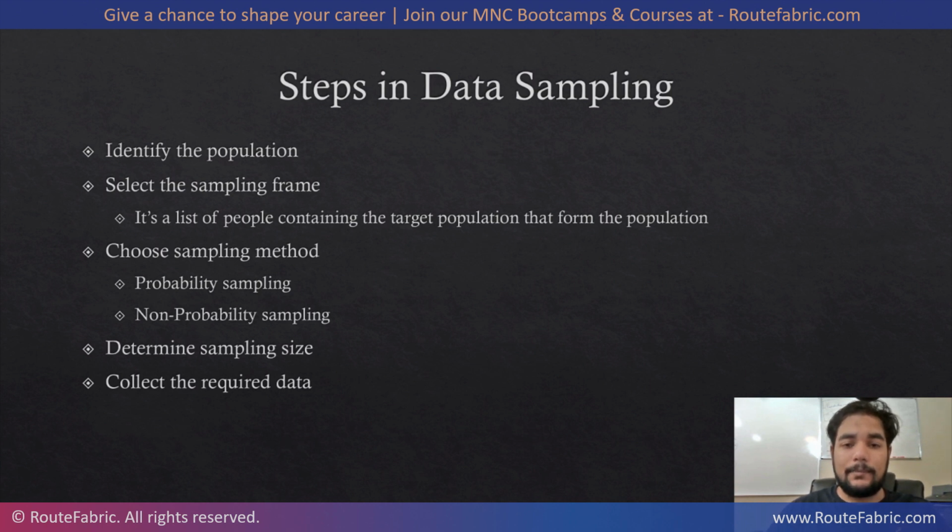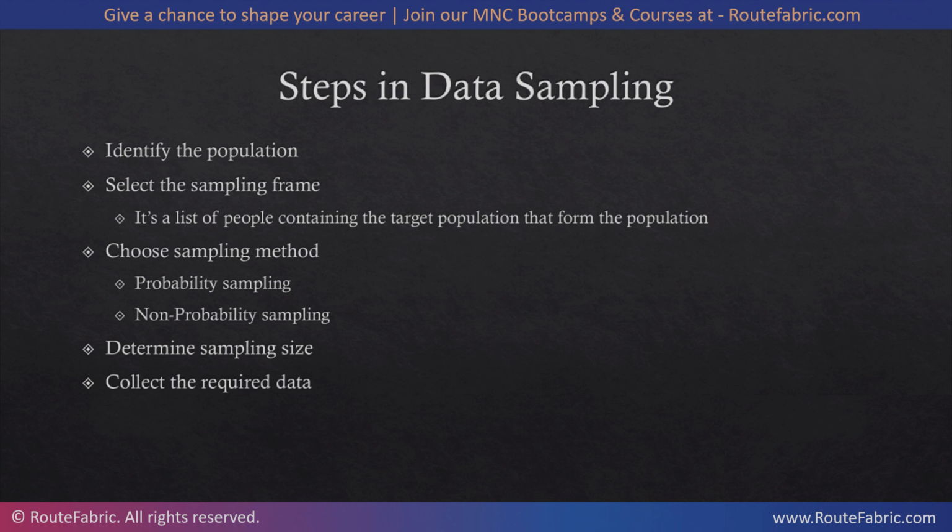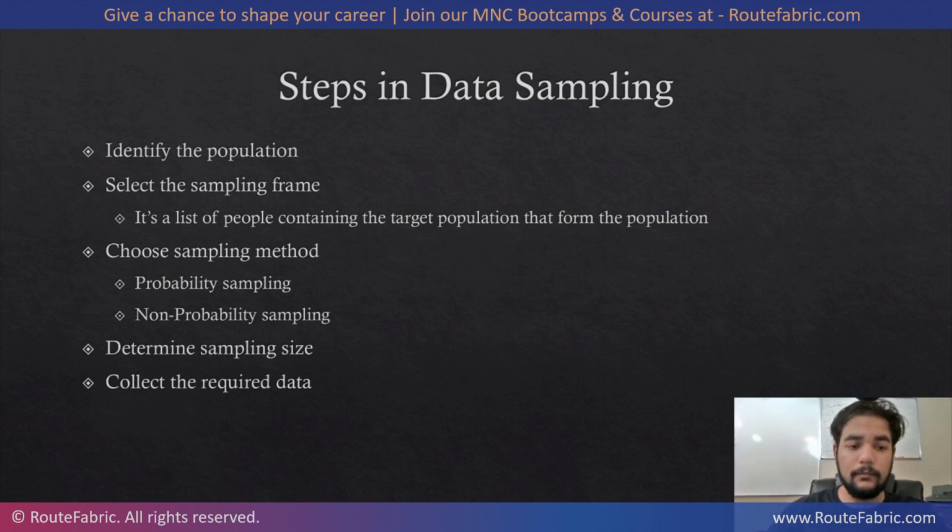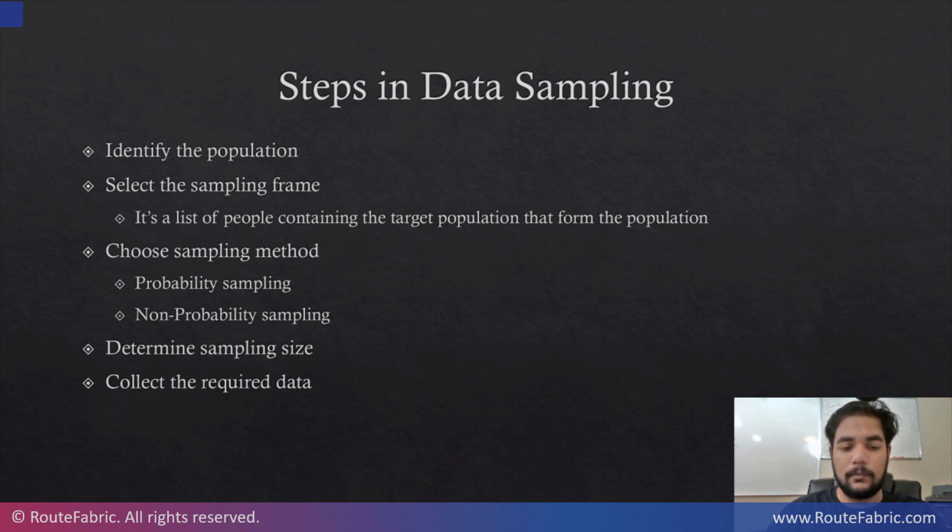These are the following steps in data sampling. First, let us identify the population or the target problem. Next, let us select the sampling frame. It is the list of people containing the target population. Next up, we need to choose a sampling method. We either can go with the probability approach of sampling, or we can go with non-probability sampling. Do keep in mind that using non-probability sampling will yield more bias, and you need to have an expert opinion about the population. Next up, we need to determine the sampling size.